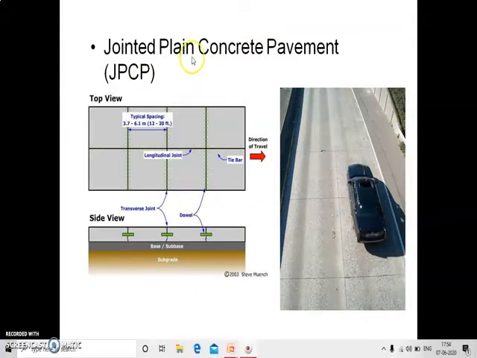This is the side view, and then base, subbase, subgrade. Okay, you have to see this one. This is the longitudinal pavement. This is the transverse pavement. Okay. Next one, jointed CC, cement concrete pavements. This is the tie bar, temperature steel, dowel bar. Another one is contraction joints, longitudinal joints.